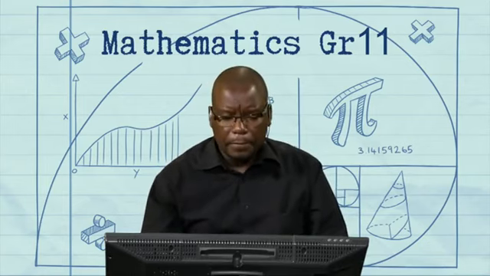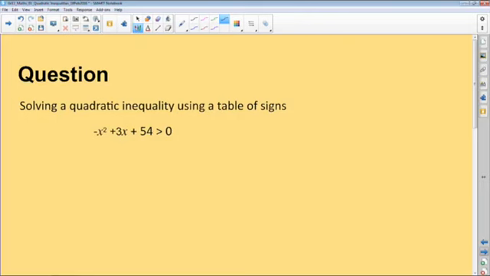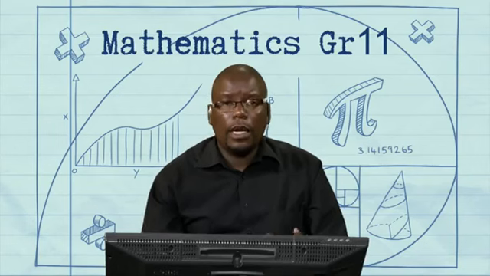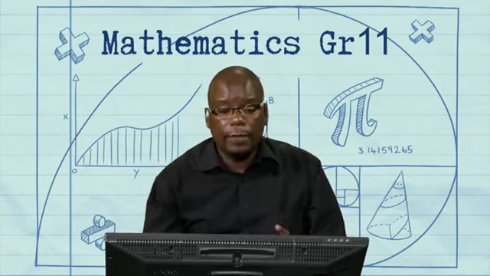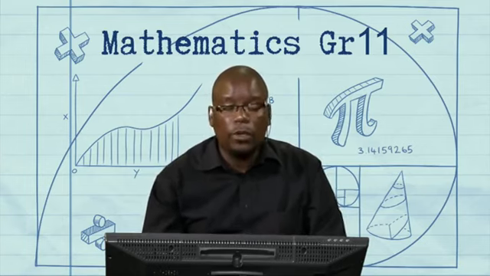Now, I'm giving you this one again. You work it out. Like we said, keep it positive, and then from there you do the table of signs. I'm giving you 2 minutes now, guys. Please, let's work: minus x squared plus 3x plus 54 greater than 0.